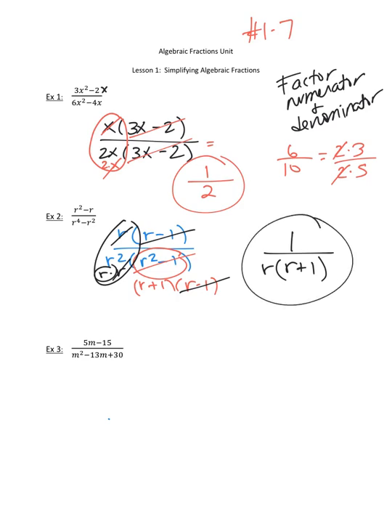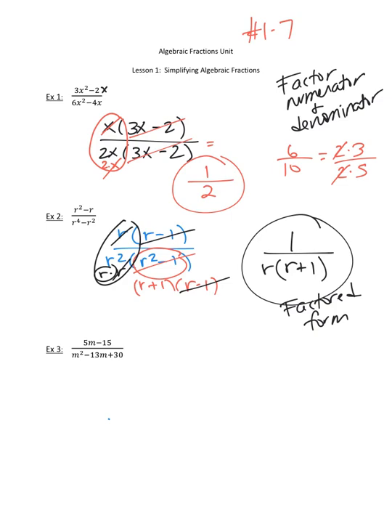This is your final answer. You're going to leave it like that. Do not distribute the r into the r plus 1. This is called factored form. You want to leave your answers in factored form, meaning that a person could see that nothing else can be crossed out as common factors. Okay, so do not distribute the r back in.